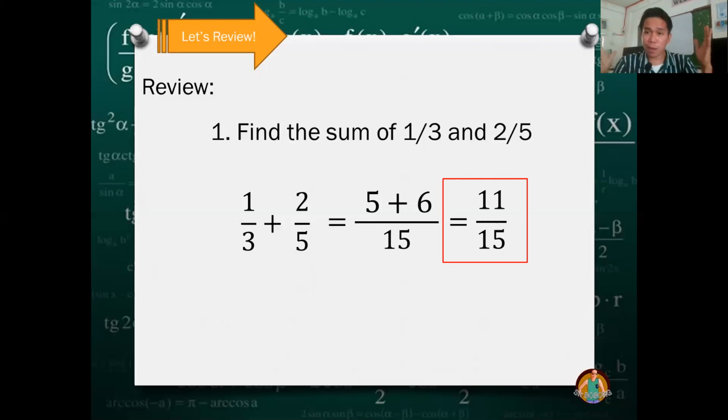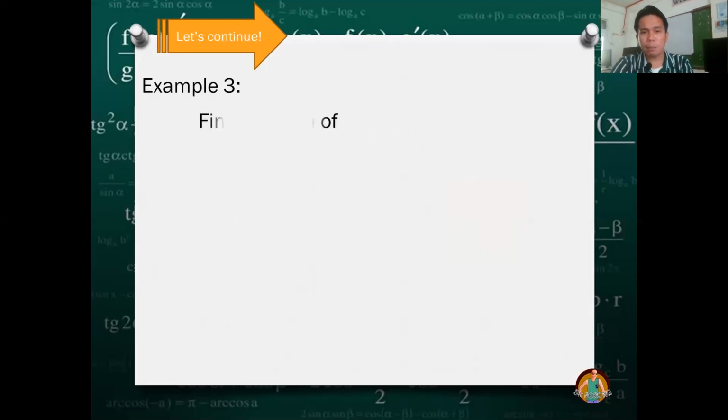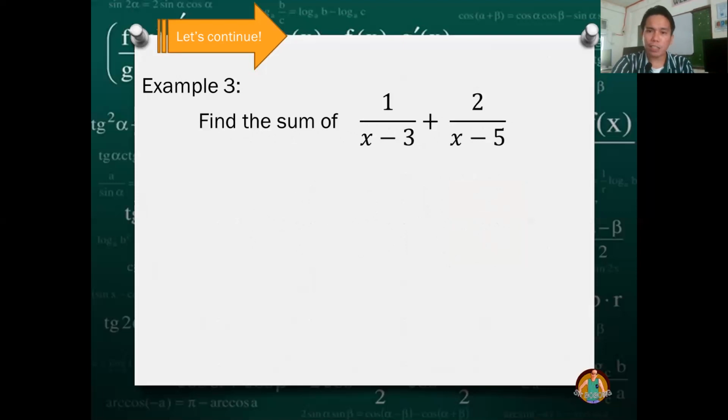Okay? So na-refresh ba yung mind natin? So yung purpose nun kasi para dito sa ating example number 3. Our example number 3 is 1 over x minus 3 plus 2 over x minus 5, an example of rational expressions. And we cannot add the two expressions because they have different denominators. Yung gagawin natin, hahanapin natin yung kanyang common denominator. Okay? So, the common denominator of x minus 3 and x minus 5, para mahanap is we multiply them.